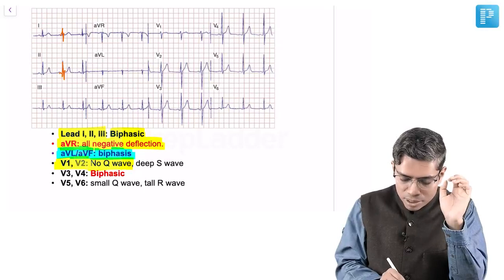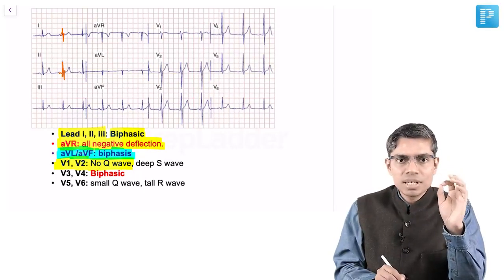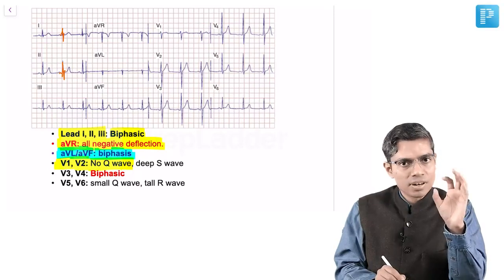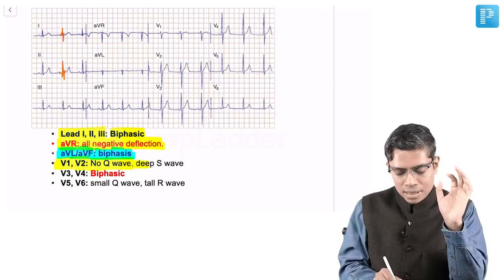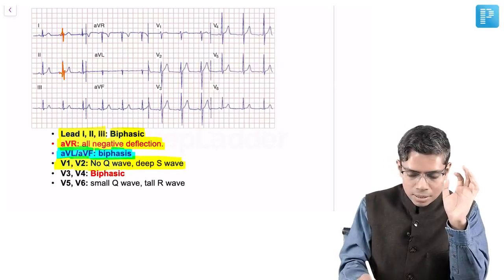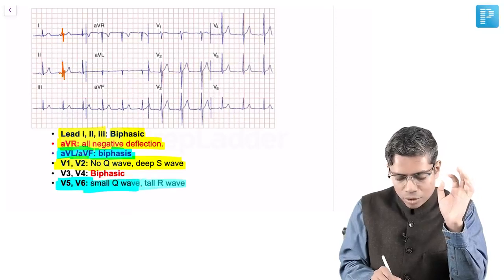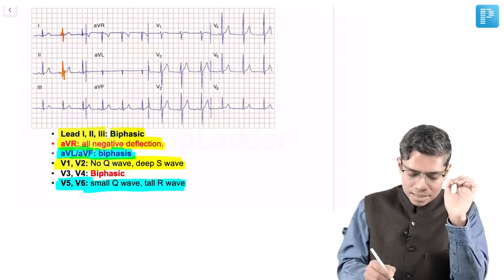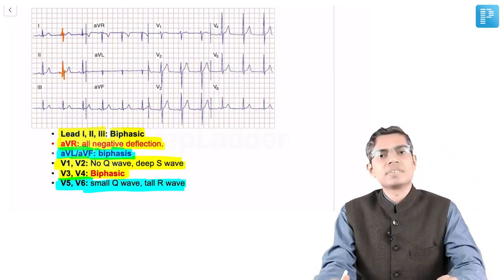If you are getting a Q wave in V1 and V2, that indicates pathology, and mostly an old case of myocardial infarction, right? So in V1 and V2, no Q wave is seen and a deep S wave will be seen. Just the opposite will be seen in V5 and V6: a small Q wave and a tall R wave. And in between, in V3 and V4, you will get the biphasic recording.